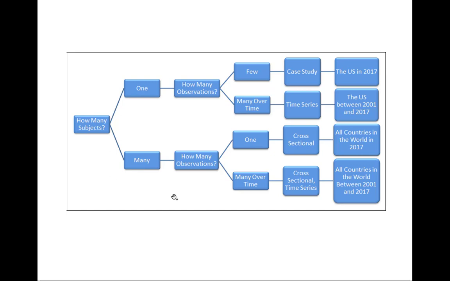If your variable applies to multiple subjects and you have multiple observations per subject over time, then you have a cross-sectional time series variable. An example of this would be studying democracy in all countries throughout the world from 2001 to 2017. There would be multiple subjects, all countries in the world, with multiple observations between 2001 and 2017.